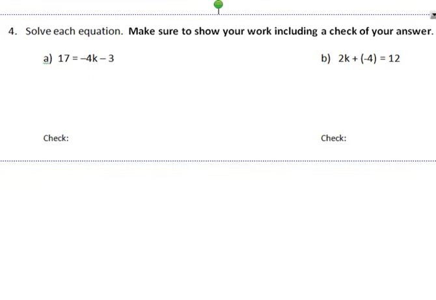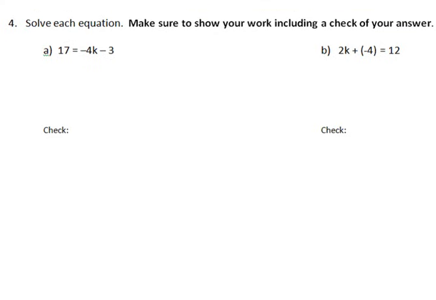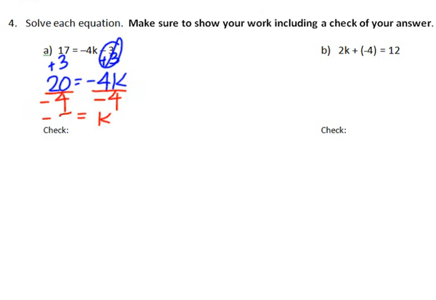All right, part 4, we are on to solving equations. So we're going to solve the equation and then we're going to show a check. All right, part A, we will begin by canceling out the constant. And I can add 3 on each side to make that happen. So I have 20 equals negative 4k, and then divide by negative 4 on each side to get 1k equals negative 5. Then for the check it step, we're going to plug in that value. Negative 4 times negative 5 minus 3.